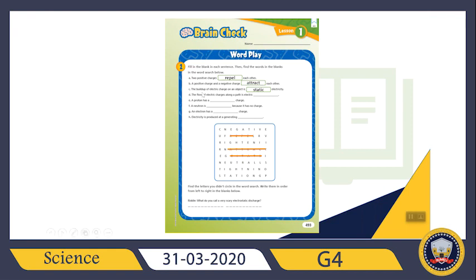Number 4, the flow of electric charges along a path is called electric what? Electric current. We have studied it now. So where is current? C-U-R-R-E-N-T. So it is current, the letter E, the fifth one.